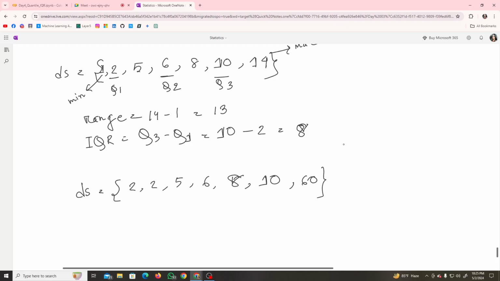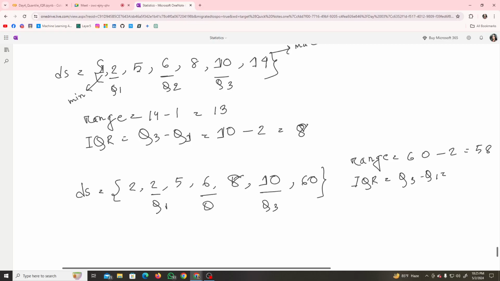So in this case, if we want to calculate the range, it will be 60 minus 2, which is 58, and the interquartile range IQR will be Q3 minus Q1, which will be, again, what was the Q1? This is the Q1, and this is the Q3, and this is the Q2, the middle or central value. The value will be 10 minus 2, which is equal to 8.